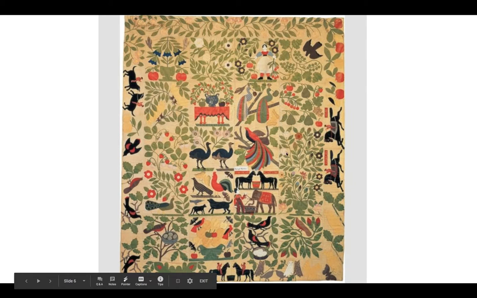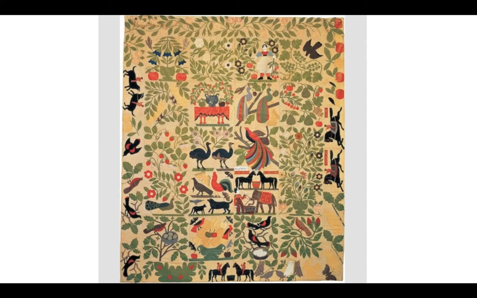Okay, so this quilt has a lot going on, a lot of greenery. And when we look at everything in this quilt, it can tell us a little bit about what's going on. So we can see that whoever made this might have been around a garden or a farm because there's lots of plants and animals.